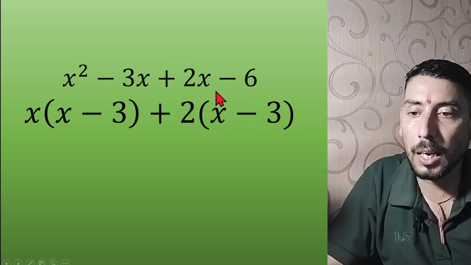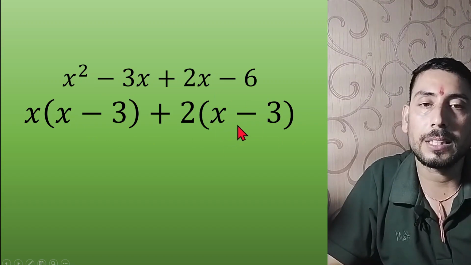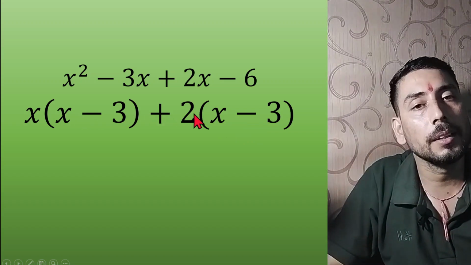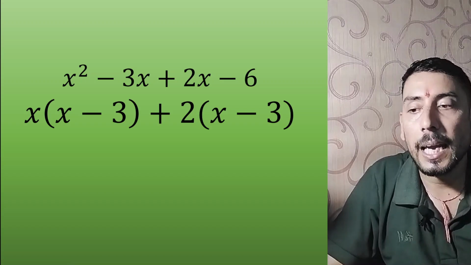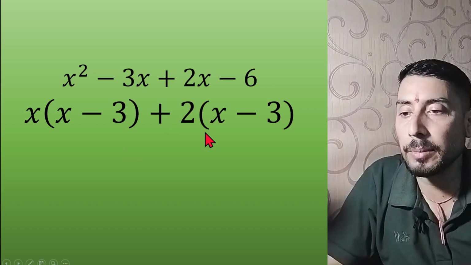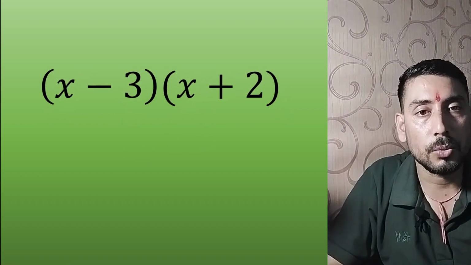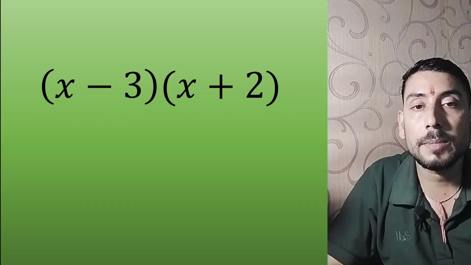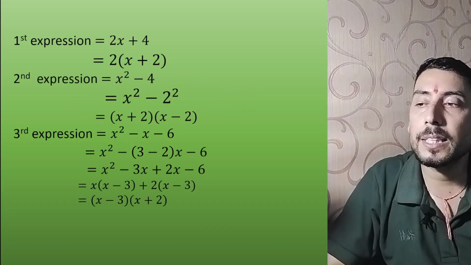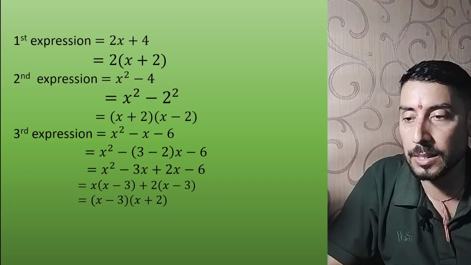That's why our second term contains x minus 3 in the bracket. Now the bracket terms are the same, that means you are on the right track. Among these two brackets, we take one as common and the remaining in the other bracket. So x minus 3, x plus 2 is the final factorized form of our third expression. So in this way, we are able to factorize the first expression, the second expression, as well as the third expression.